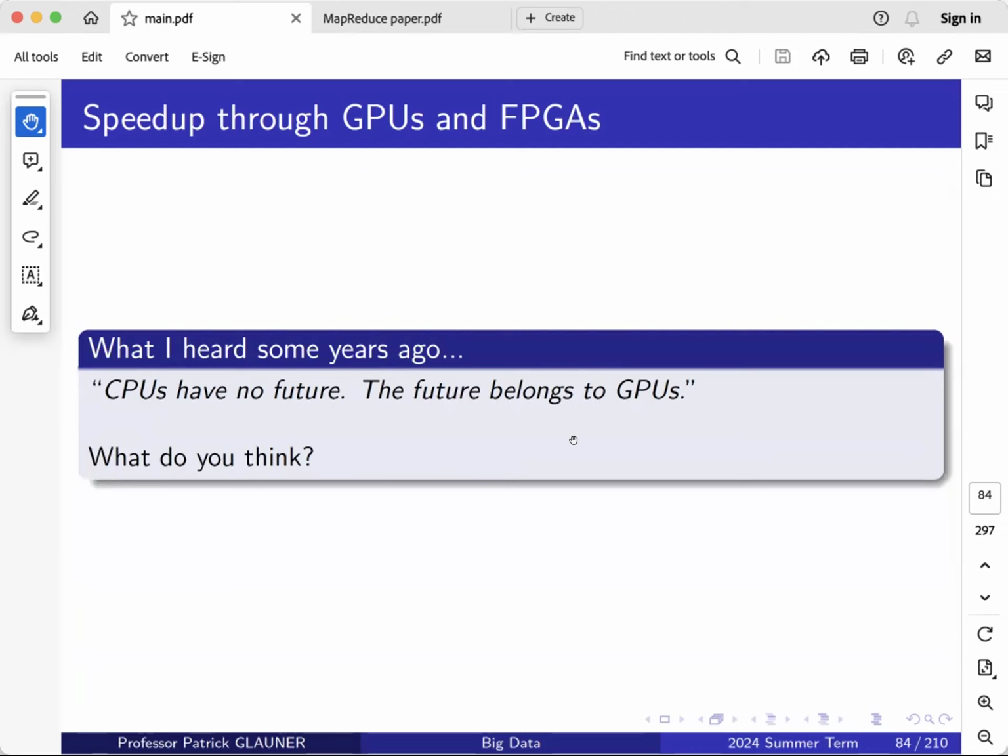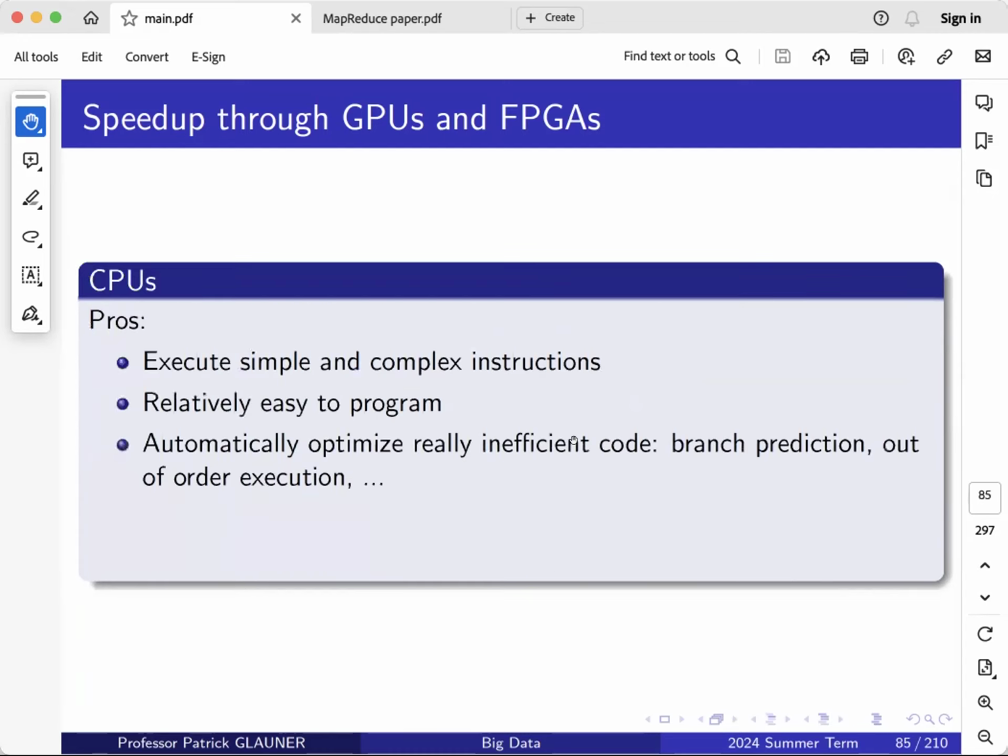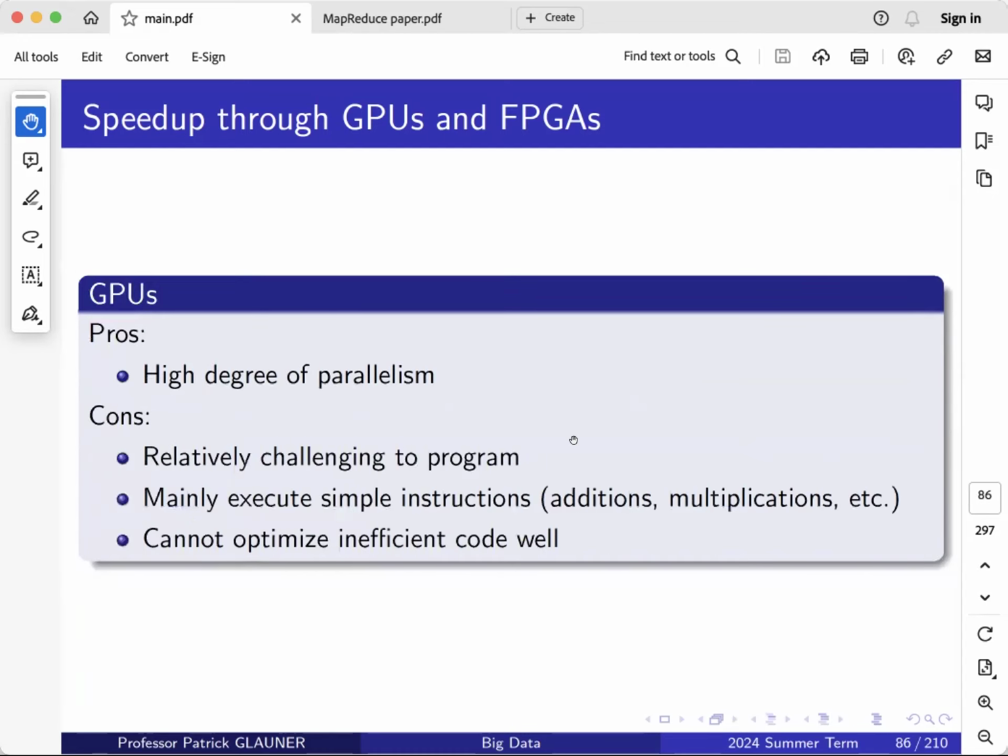But in general, CPUs are also extremely helpful because CPUs allow you to work on a large number of very different tasks, while GPUs don't really allow you to do that. If you look at some recent approaches, for example, from Apple with their M architecture, I think now M3, they're trying to blend these two approaches, CPUs and GPUs, into some kind of hybrid architecture, which tries to combine the pros of both architectures.